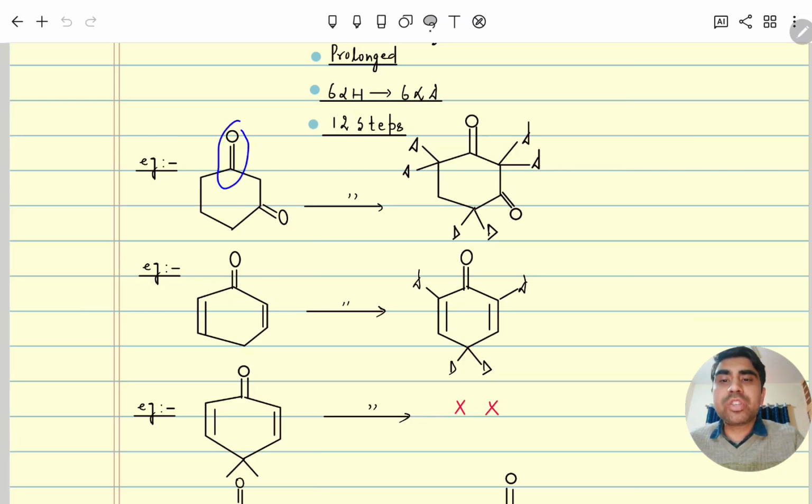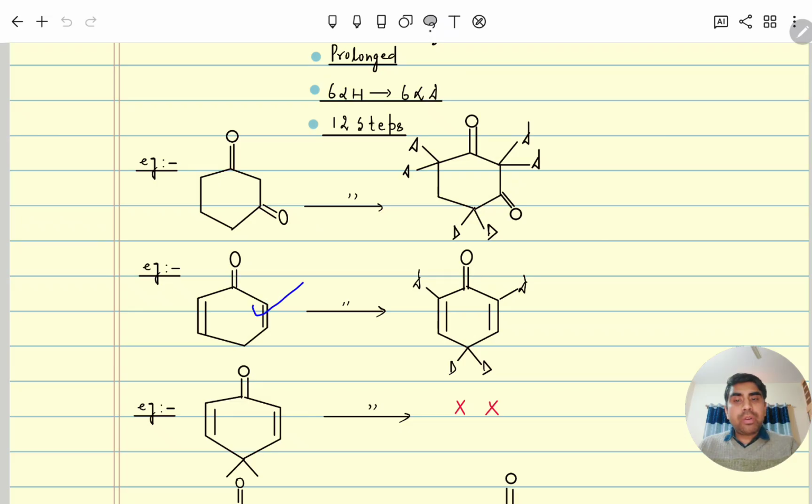Like here, you can see this is keto, so this is the alpha position. This one is also an alpha position. For this keto, this is the alpha position, right? So everywhere all hydrogen will be exchanged by deuterium. Similarly, here you can see this alpha carbon is sp2, so we will go to S-base tautomerism. So here also deuterium exchange will happen. Here also one hydrogen will exchange into deuterium. Here also one hydrogen will exchange into deuterium.